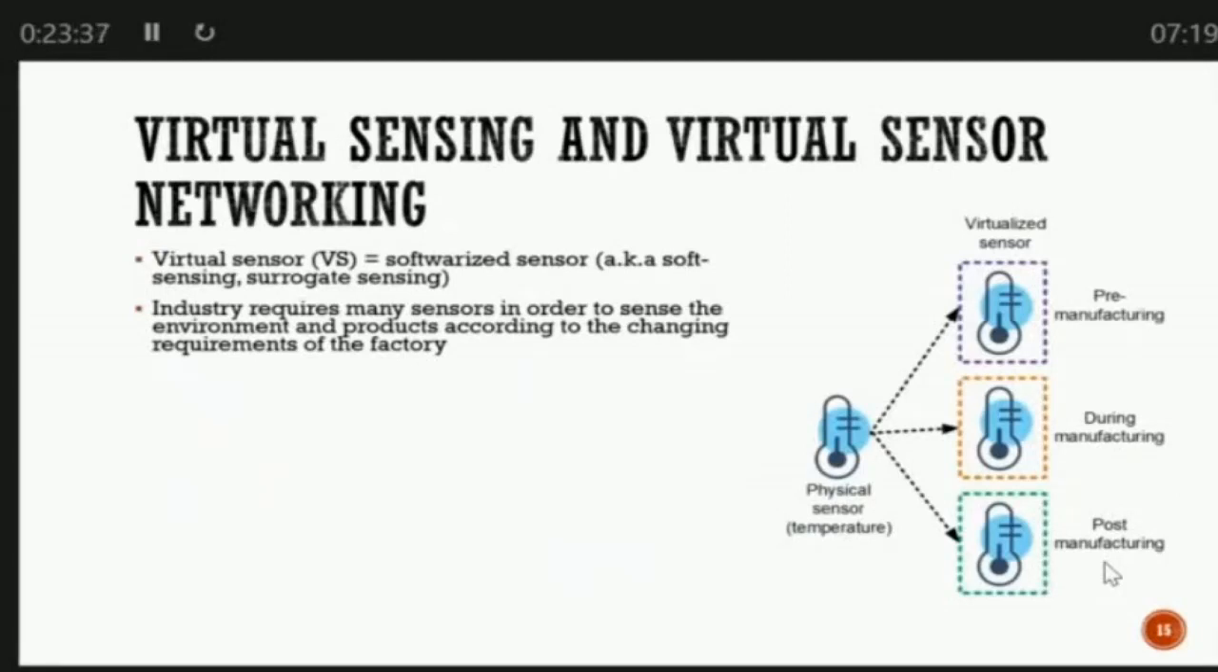So if we have, for example, 10 different scenarios for any particular sensor, for example, temperature sensor, does it make sense to have 10 different physical sensors in the industrial environment? 10 different physical sensors means you need physical power for those sensors. You need to physically purchase those sensors. You need to maintain those sensors and all that stuff. So this is quite expensive. What is the solution then?